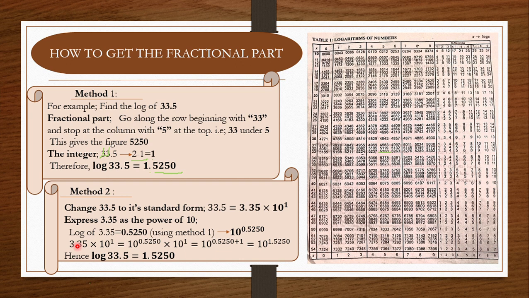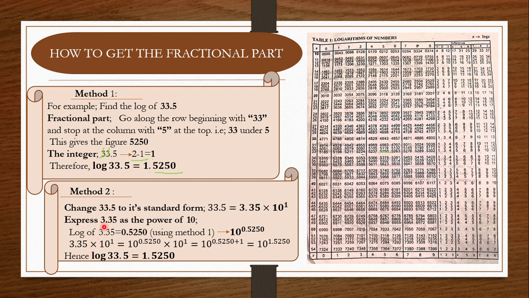Going back to what we learned in the last slide on how to get our integer part, our integer part will be 1 less than the number of digits on the left side of the decimal point. How many digits are here? That's 1 digit. So 1 less than this is 0. That's how we got our integer part as 0.